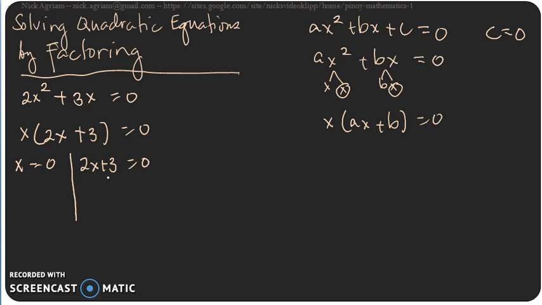Then solve the equation by subtracting 3 there. This one will be 0. So we have 2x is equal to negative 3. Divide it by 2. Then we have x is equal to negative 1.5. We usually call this x sub 1 and x sub 2.